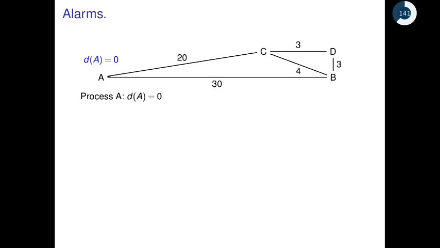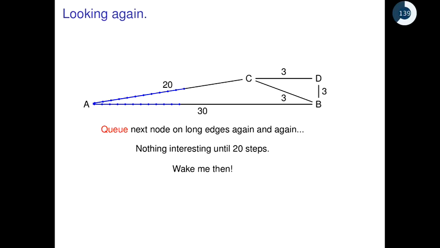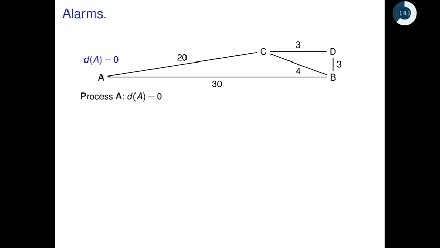What we're going to do when we want to be woken up is we set an alarm, right? So we have this process. We set d of A to be equal to 0. When will C be reached in this time? When will it be reached? At time 20, in the 20th step. Okay? So what we do is we're going to process A, and we're going to set some alarms. We're going to set an alarm for C.